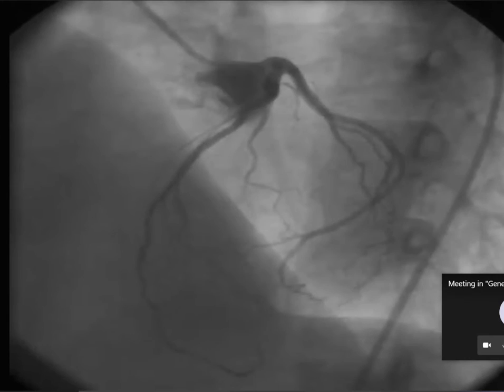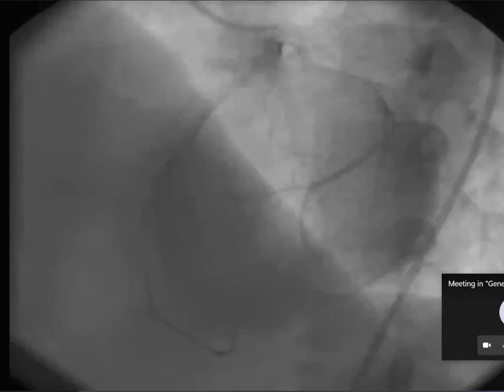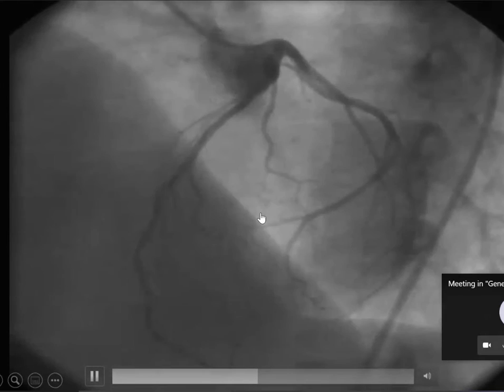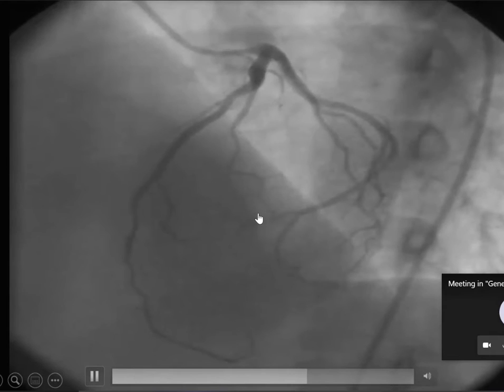Sir, LPD stenosis, sir. Left PD stenosis. No left PD stenosis. Where? That is just filling from the RCA. High origin of RCA, sir.